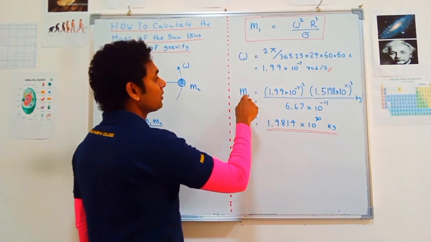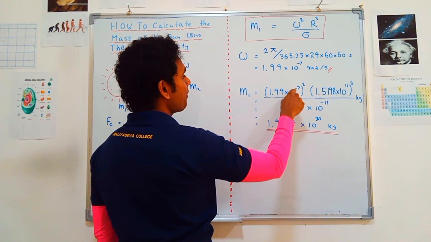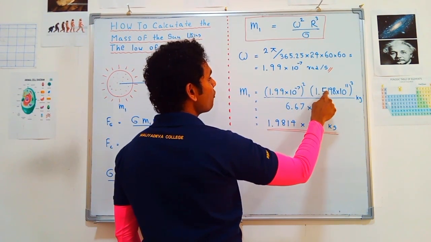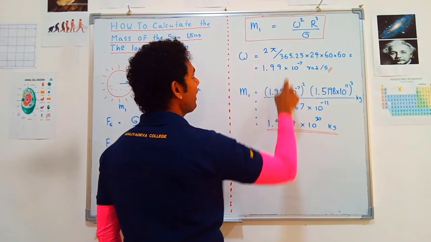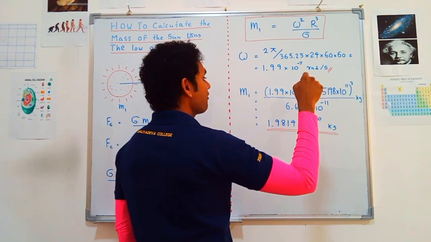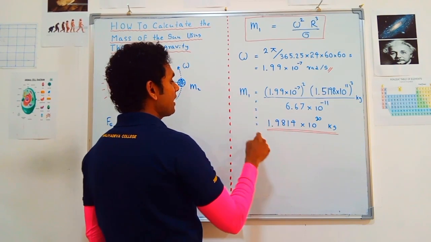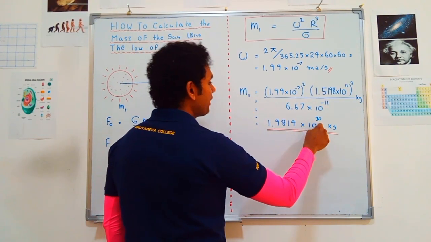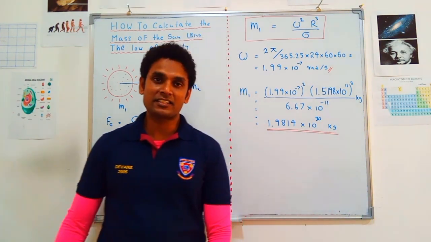Okay, now m1 is equal to omega, 1.99 multiplied by 10 to the power minus 7, squared, and the distance from the Earth to Sun, 1.5198 multiplied by 10 to the power 11 meters, cubed, divided by 6.67 multiplied by 10 to the power minus 11. And finally, after calculating everything, you will get the answer as 1.9814 multiplied by 10 to the power 30 kilograms as the mass of the sun.